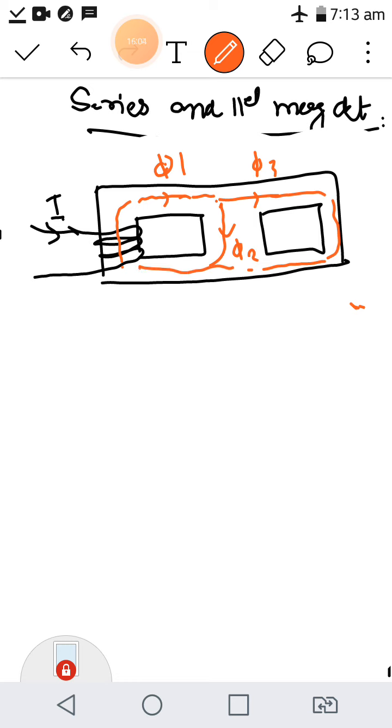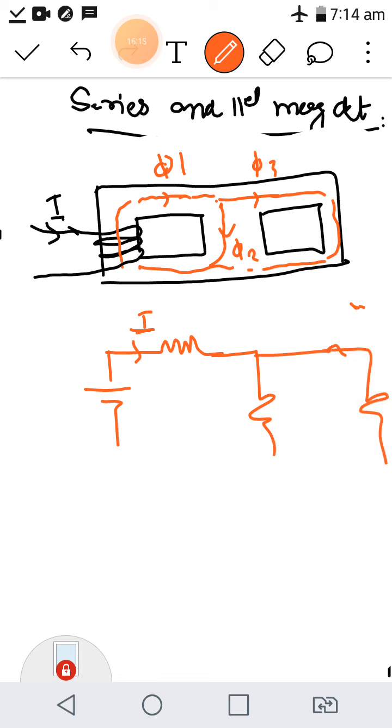This is similar to an electrical circuit. When a current comes here, it can take two paths. Let the total current be I, and it can take two paths, one with current I1 and the other with I2. So you just compare with this. This is the same as the electrical circuit. The flux has more than one path to travel, so we call this a parallel magnetic circuit.